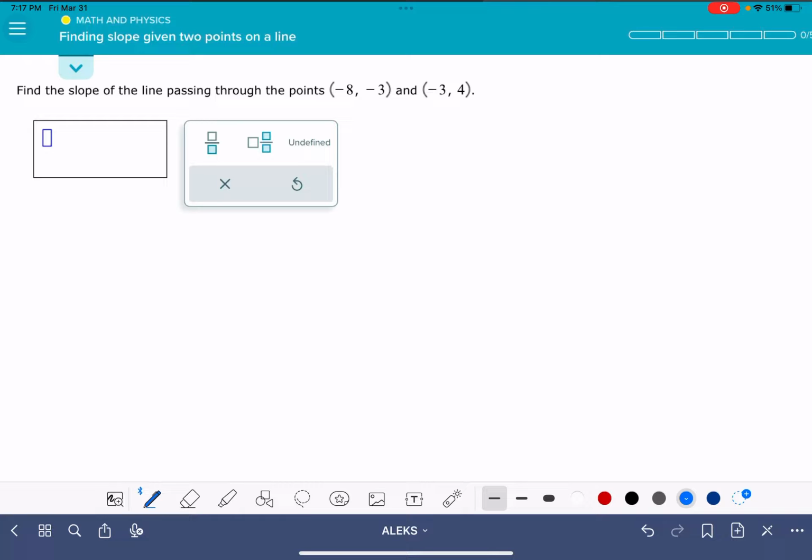So first thing I want to remind you is that when we're looking at points on a line, the first number is referring to its position along the x-axis, and the second number is referring to its position along the y-axis. So we're going to make a note of that because that's going to be helpful.